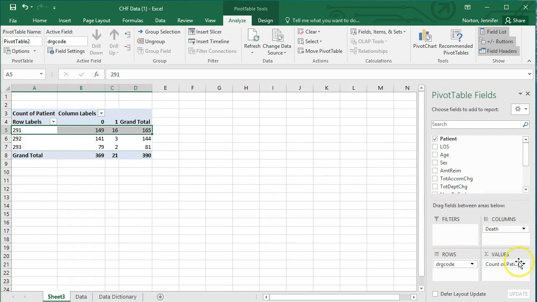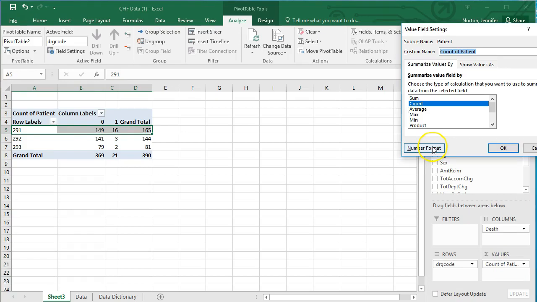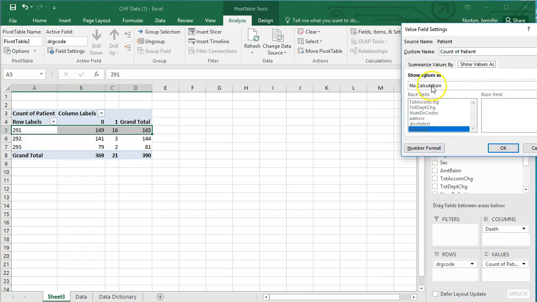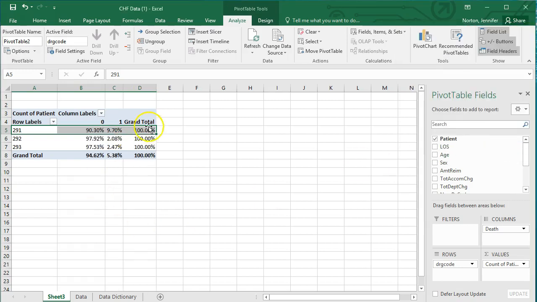Okay, so now what we're going to do is remember we're wanting it as a proportion, and since this is such a small data set, there's only 165 patients in this data set, we could probably calculate that percentage pretty easily by ourselves. But the good thing about the pivot table is it will calculate that for us. So if we go to value fields, and we want to show the value as a percentage of row total, and you see here we get that calculation.